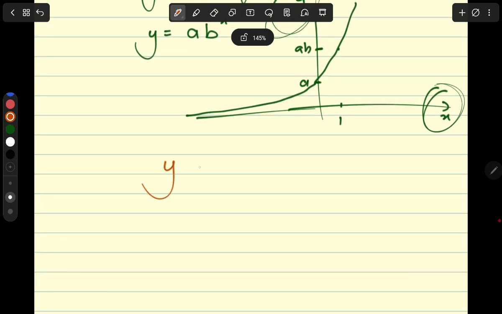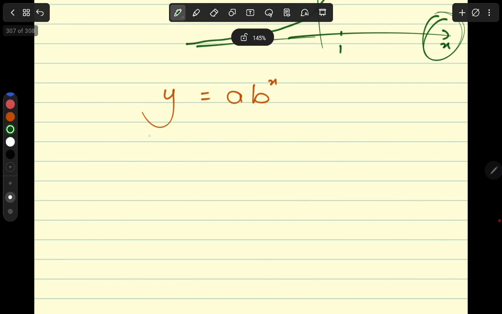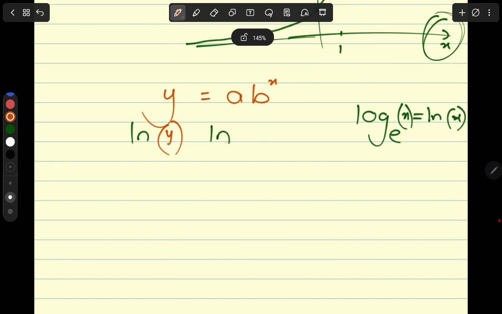So if you have a function y equals a times b to the power of x, now you take natural log or a common log, which is base 10. Let me take natural log. Natural log is log to the base of e. We call it ln, so ln of x. If you have ln, it means that it is of base e. Now this becomes ln, so ln has an argument of y.